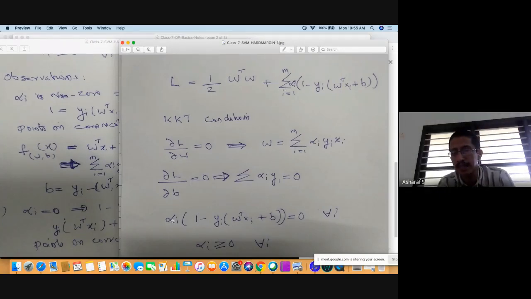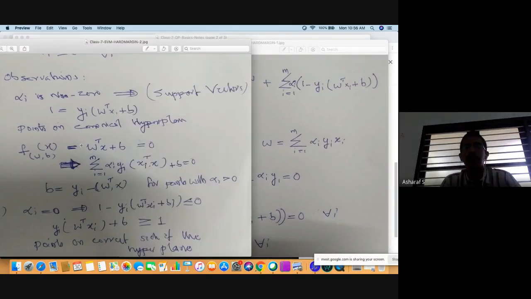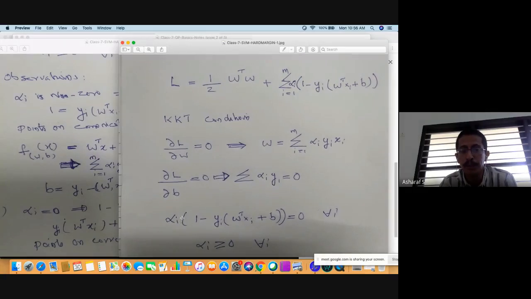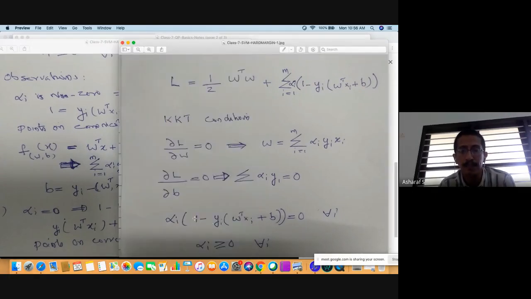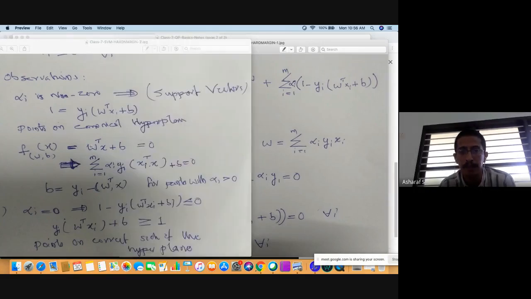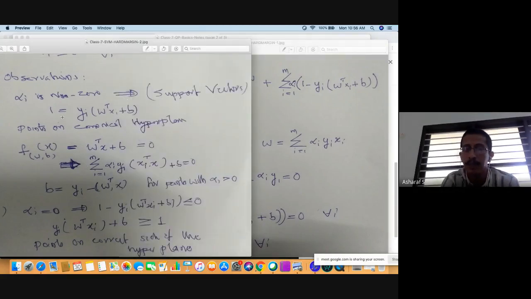So let's look at the complementary slackness condition: alpha i into the bracket is 0 for all i. Let's start with a particular point where alpha i is non-zero. If alpha is non-zero, then from the complementary slackness condition the product has to be 0, which means that 1 minus y i into W transpose x i plus b is equal to 0, which means that y i into W transpose x i plus b is equal to 1. If alpha is non-zero for a point, then 1 is equal to y i into W transpose x i plus b. What is the meaning of this?